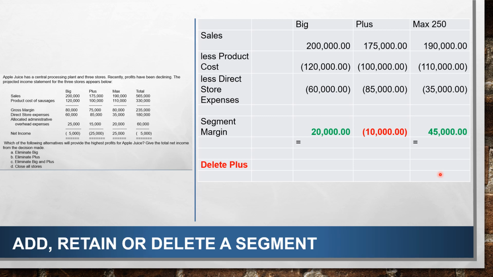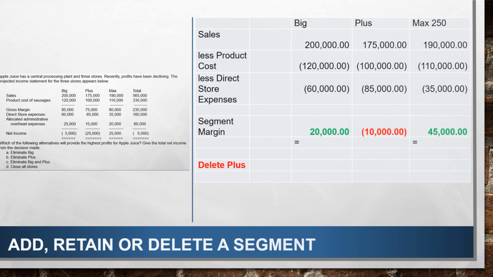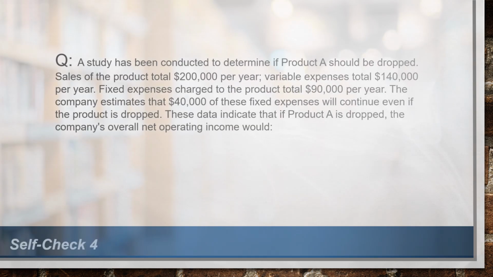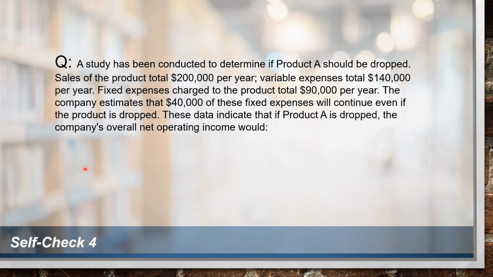So again, our decision criteria is to retain or add a segment as long as it has a positive segment margin. So therefore, as you can see here, Plus generates a segment loss of 10,000. So therefore, our decision is to delete or drop Plus. Okay, so let's answer self-check number 4.